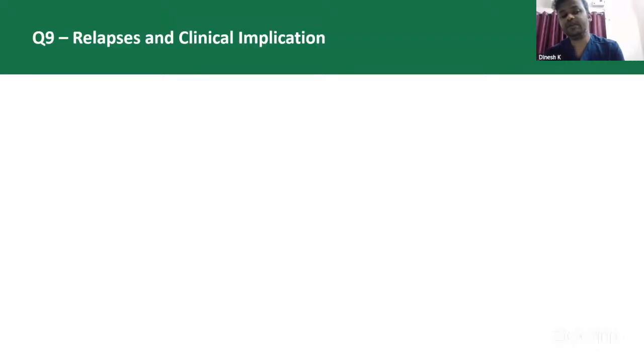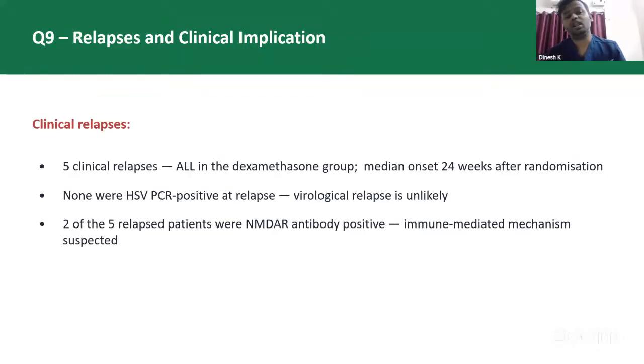Coming to the relapses and clinical implications, almost 5 clinical relapses happened, all in the dexamethasone group, and the median onset for the clinical relapse is 24 weeks after randomization. This needs to be addressed.